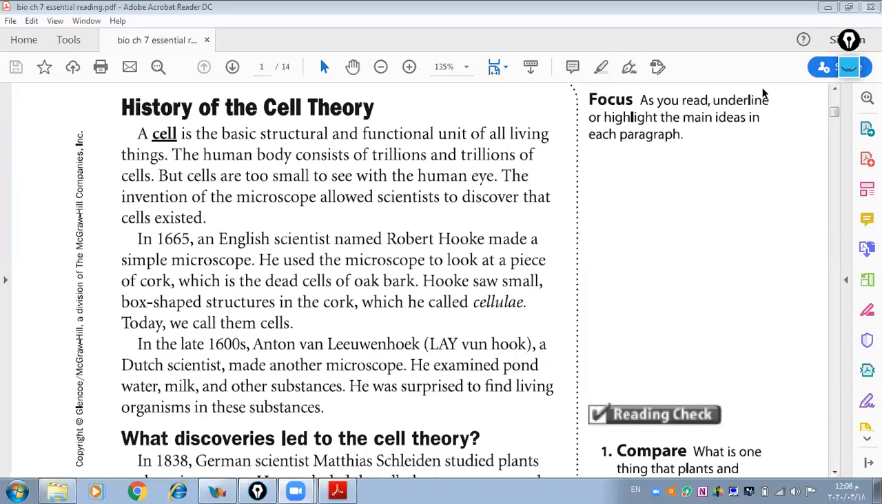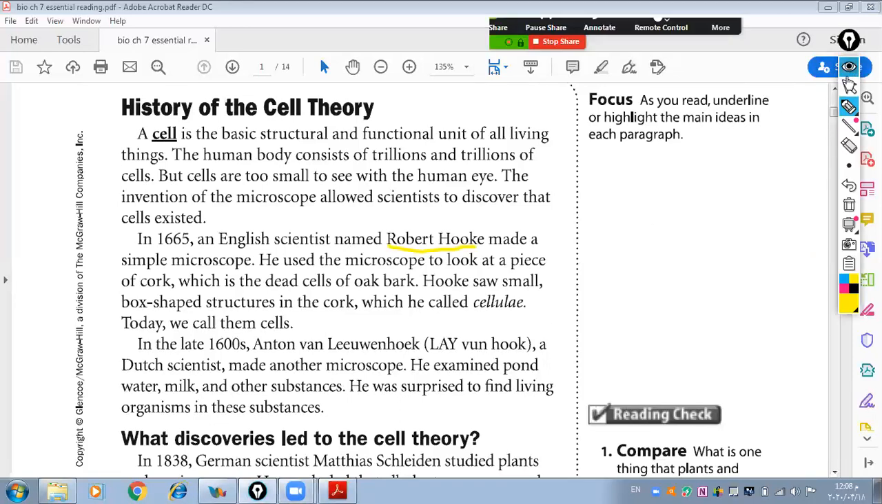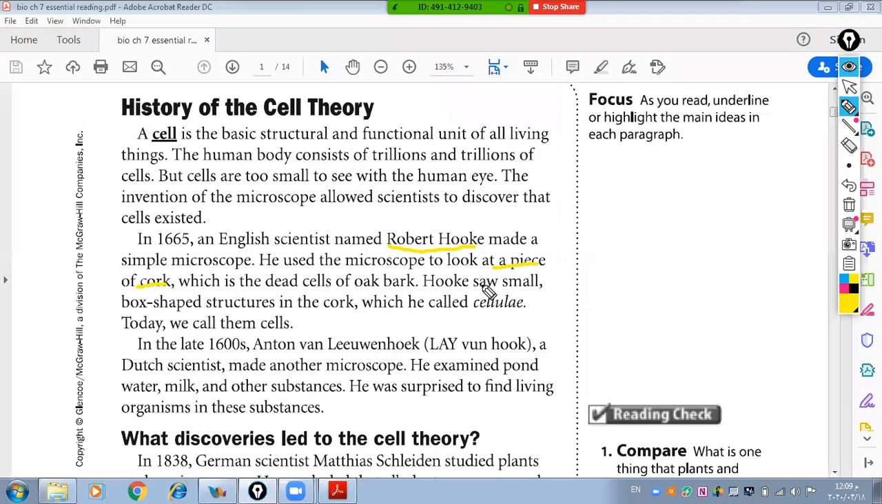Right. So, just to remind you what we talked about. We said Robert Hooke made a simple microscope and he used the microscope to look at a piece of cork, okay? And he saw small box-shaped structures in the cork. He called them cells, that we know today as cells. So you have to highlight all of this in your worksheet as I'm highlighting now. I think all of you downloaded it.